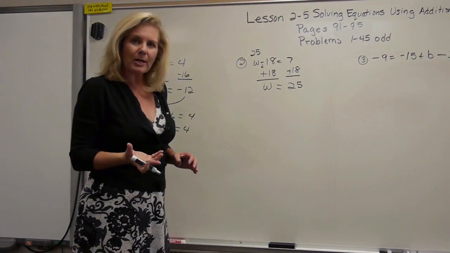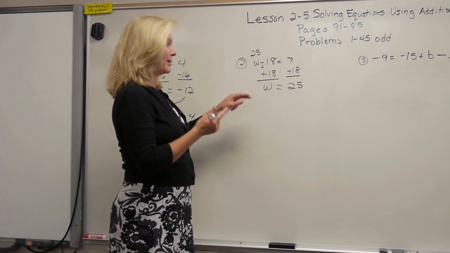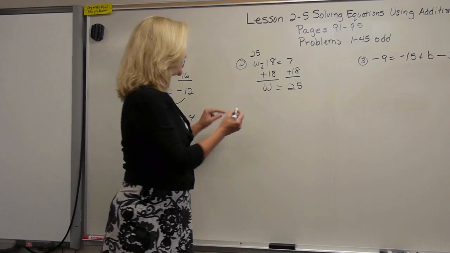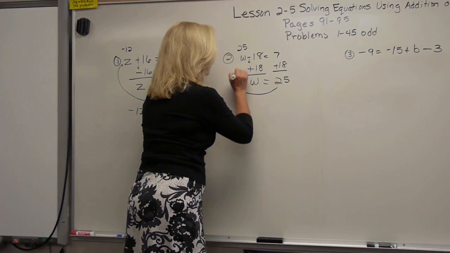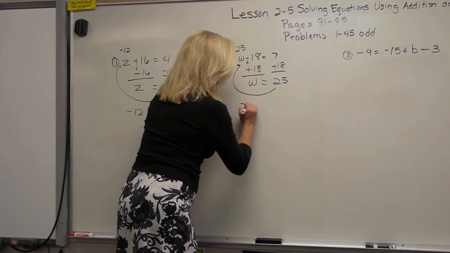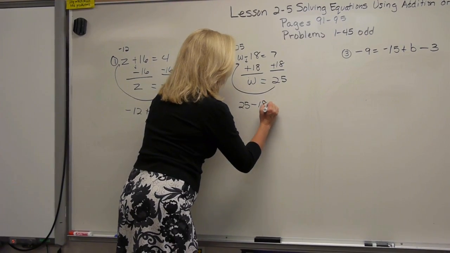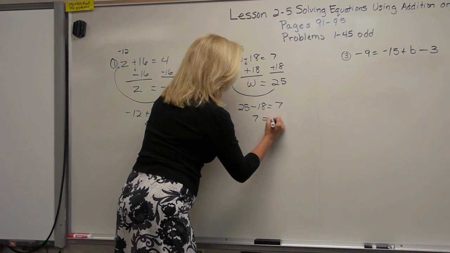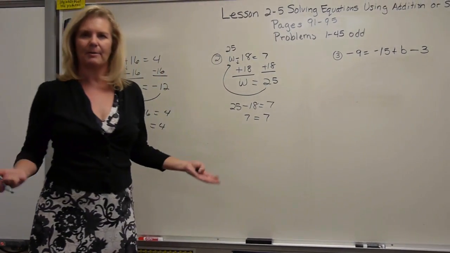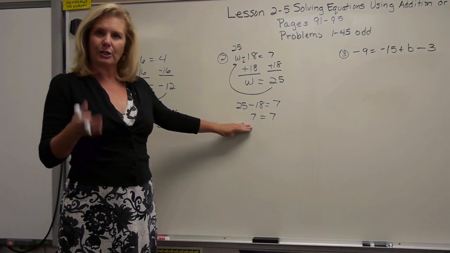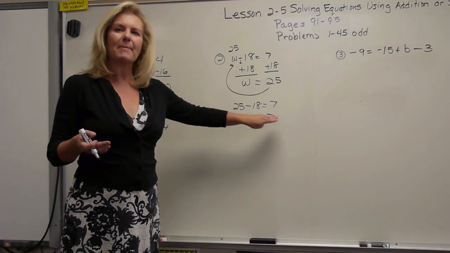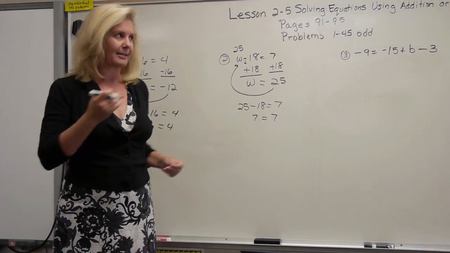That was what my guess was. That's what I was thinking it should be. But now I want to make sure, so I'm going to substitute that back in, placing 25 in for W. 25 minus 18 equals 7. I must be correct, because remember, definition of an equation, one side must equal the other, never out of balance.